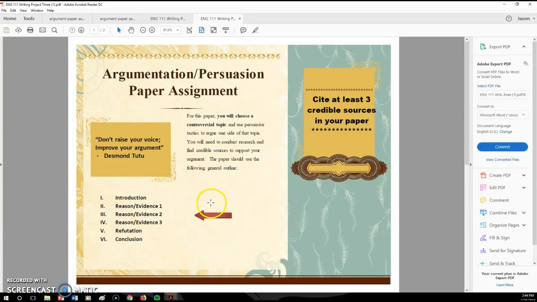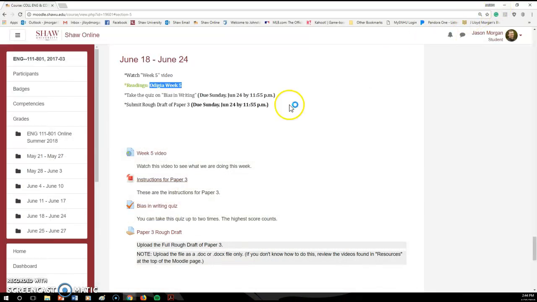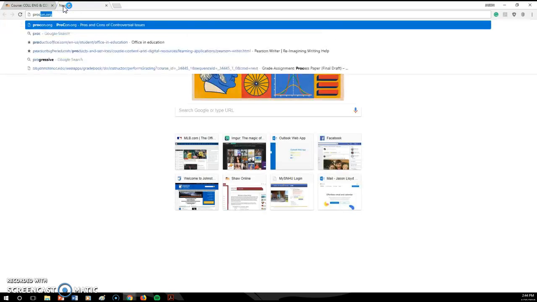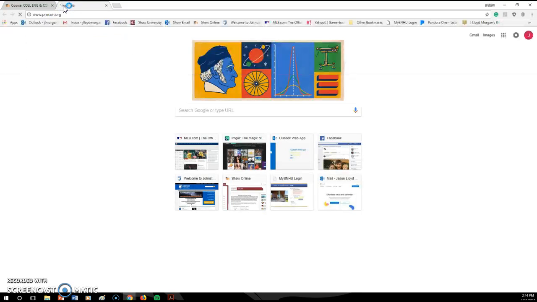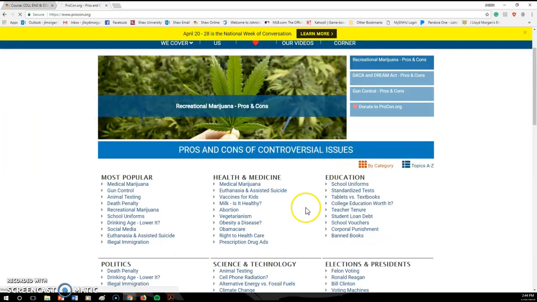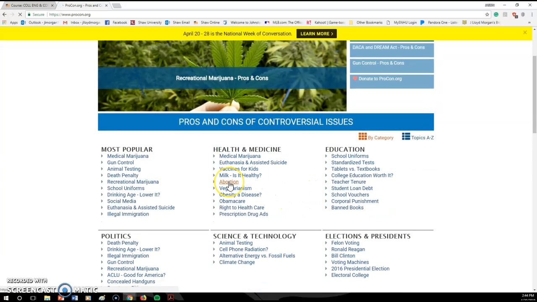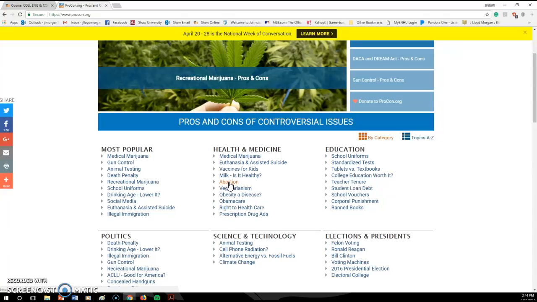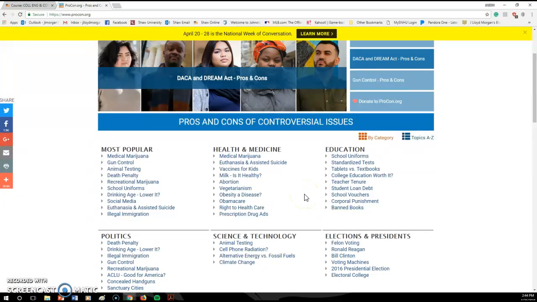Now, you cannot use the same topic you used for paper 2. You need to use a different topic. A great place to find topics is procon.org. So if you wrote a paper on abortion for the second paper, you have to pick a different topic, like illegal immigration, gun control, animal testing, or student loan debt. You need to pick a different topic than paper 2.